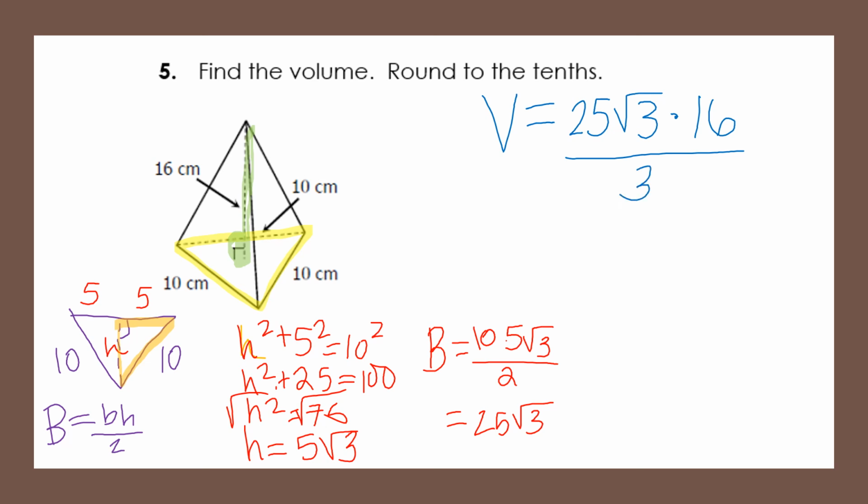And then from there, you can use your calculator. You're definitely going to get a decimal on this one because of the root 3, and we'll just round that to the tens place like we've been doing and everything else. So 25 root 3 times 16 and then over 3. So it should be approximately 230.9, and our unit is centimeters cubed.